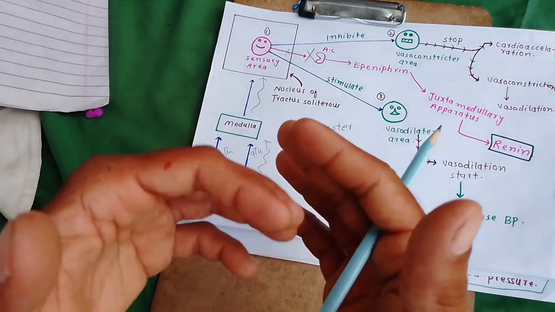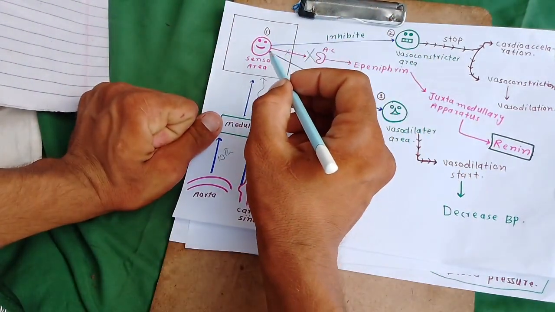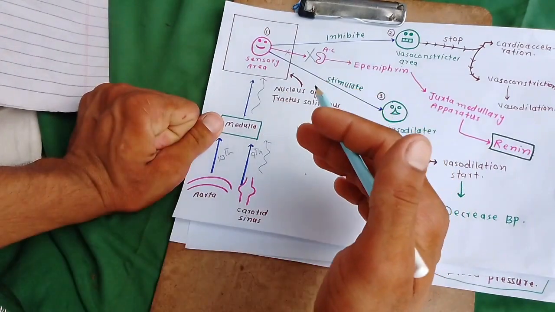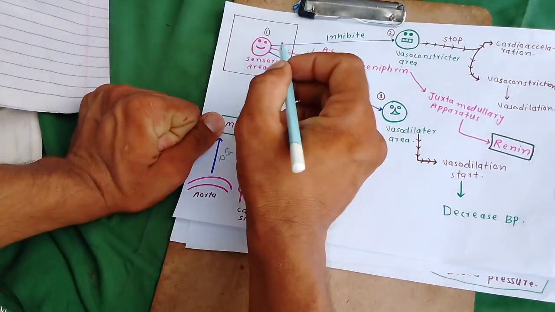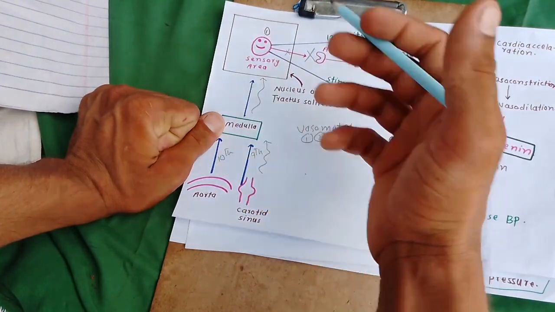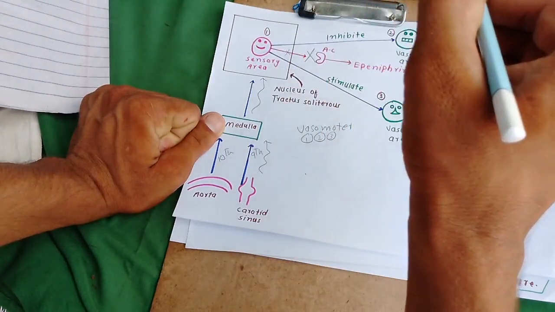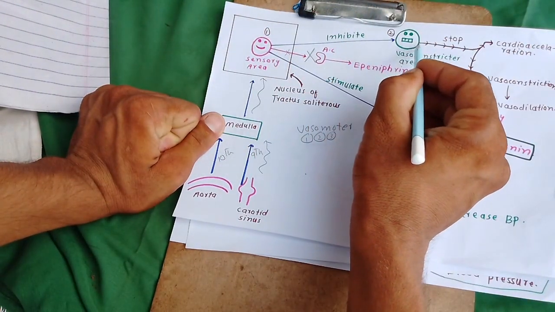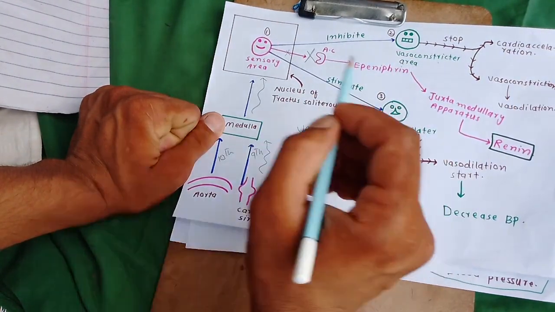What is meant by the incoming of the message to the sensory area? Okay, when the message is produced, it means the BP is high and it needs to be brought back to normal. So the sensory area detects that the BP has become abnormal. In order to bring the BP to the normal state, the sensory area inhibits the vasoconstrictor center and stimulates the other center.